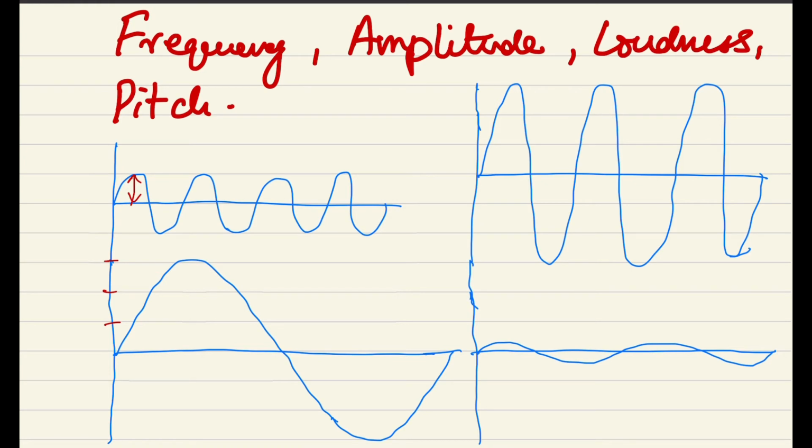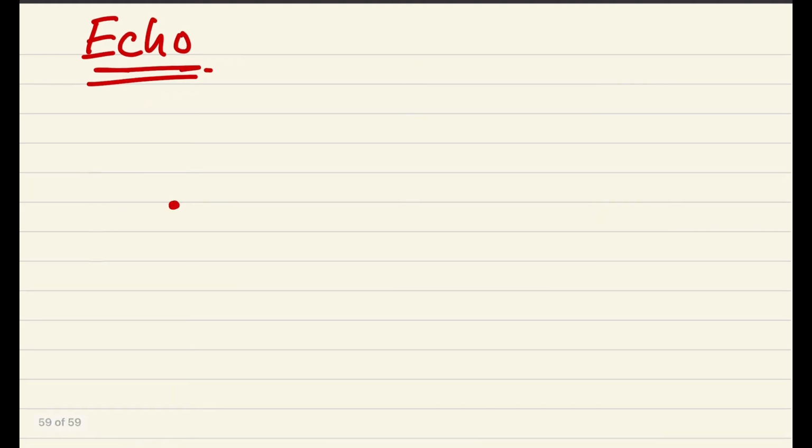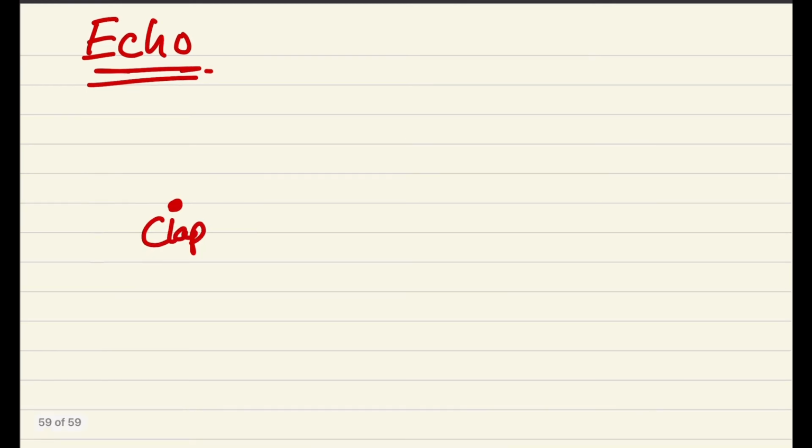Okay, now we'll discuss the echo or the reflection of sound. How an echo is produced, we'll discuss that now. Okay, echo. Okay, for example, you clap over here. At this point, you make a clap. Okay, and over here there's a wall. Let me just draw a straight line.